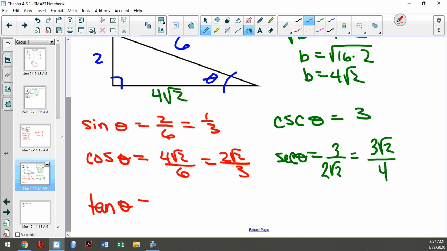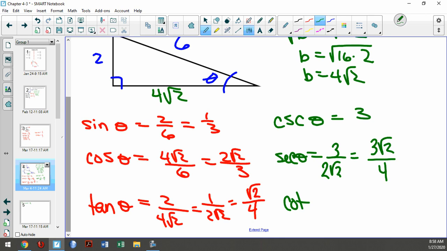The tangent of theta is going to be equal to the opposite, which is 2, over the adjacent, which is 4 square roots of 2. And that's going to give me 1 over 2 square roots of 2. Do I like that? No. So what do I do with that? Rationalize. And that's going to give me square root of 2 over 4. Very good. So then that gives me my cotangent.